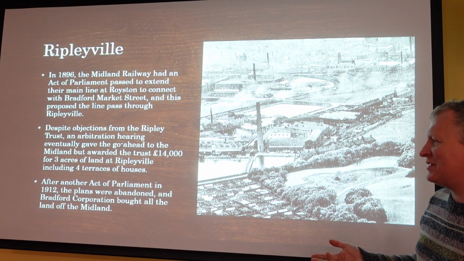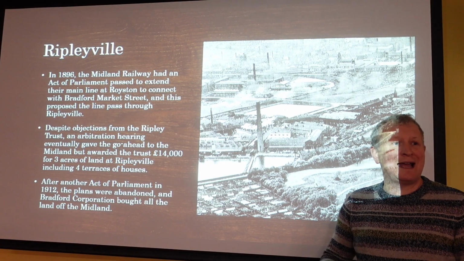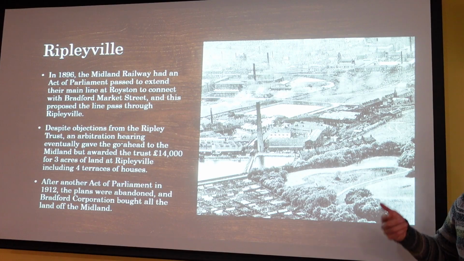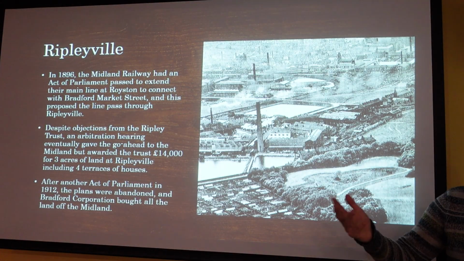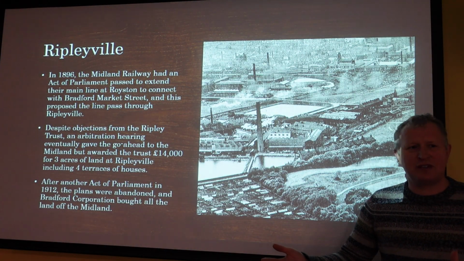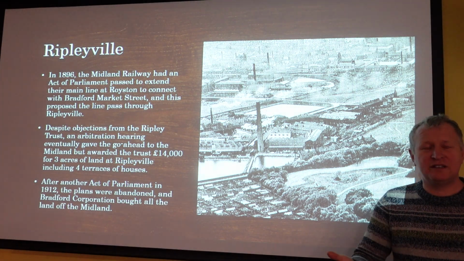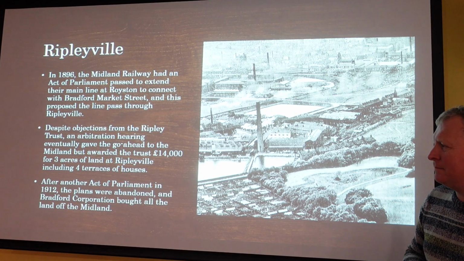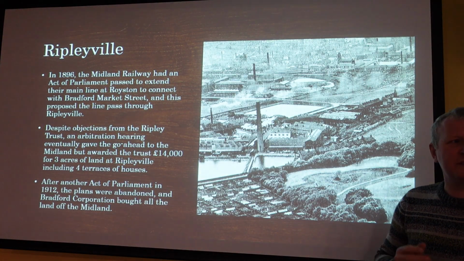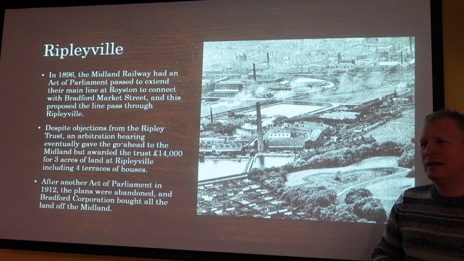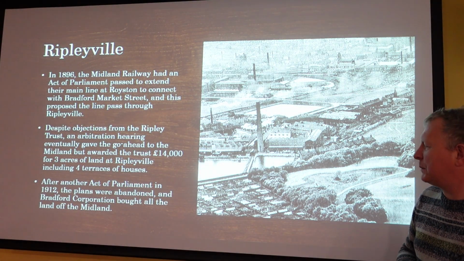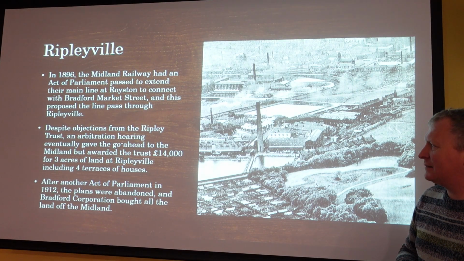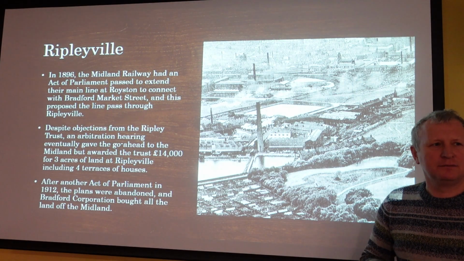But Bradford Corporation decided to buy up all the land that the Midland Railway had taken ownership of. And it wasn't actually just Ripleyville, there were other stretches of land down in Broomfields which they basically just bought. Bradford Corporation was very upset at the Midland Railway. They really wanted the Crossrail to happen. They were very, very disappointed that it didn't happen. And in some respects, it's a shame that one way or another there wasn't a Crossrail.